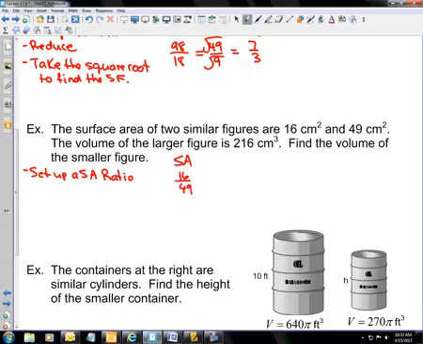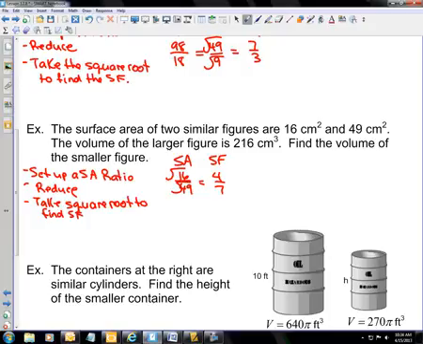That's the ratio of my surface areas. I reduce if I can. Can't reduce this one. Then I take the square root to find the scale factor. That's exactly what I did up here on the one before. It ends up being 4/7. That's my scale factor.